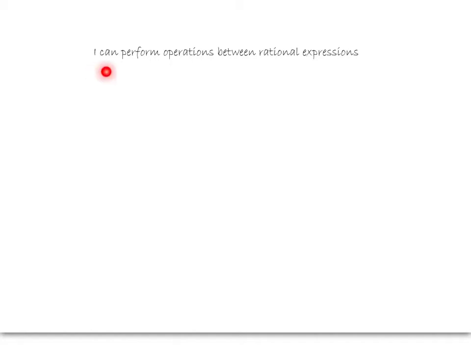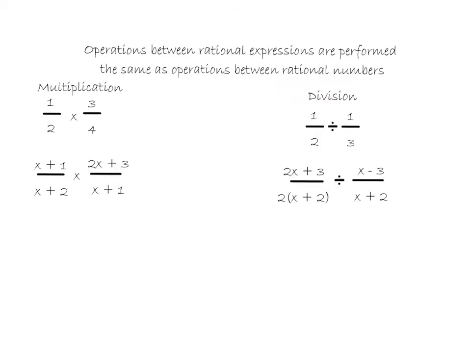Today I'm going to talk about performing operations on rational expressions. So we've done simplifying them down. Now we're going to do adding, subtracting, multiplying, and dividing with them. Alright, so first things first, I chose to start with multiplication and division just because I think that those are easiest.